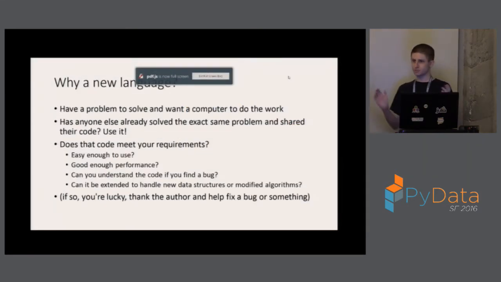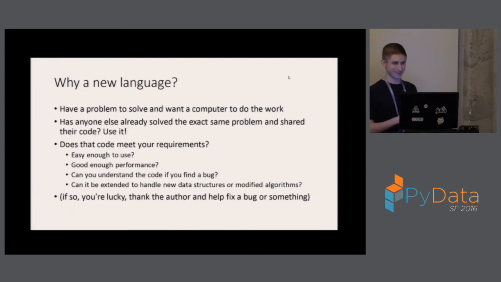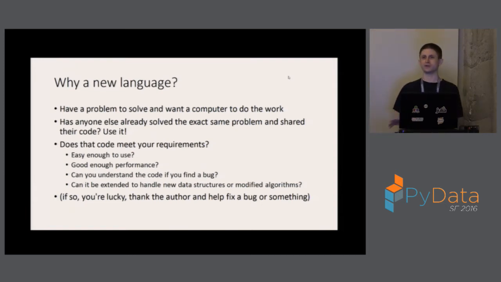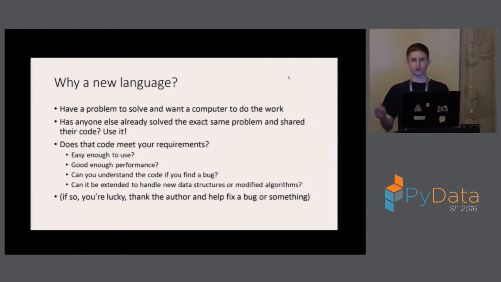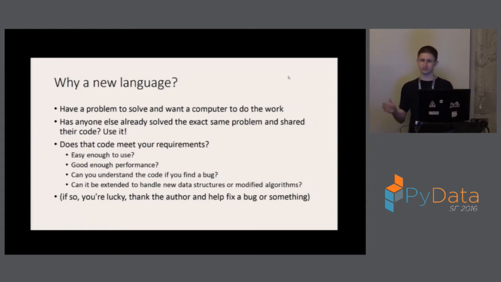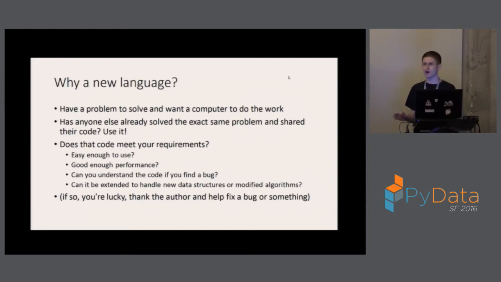OK, so it's a PyData conference, and I'm not talking about Python. But why a new language, right? Julia hasn't been around for that long. It was only released open source in 2012. So it's PyData, right? So presumably people have some sort of numerical problem you want your computer to help you solve. You're writing code to do data analysis, processing.